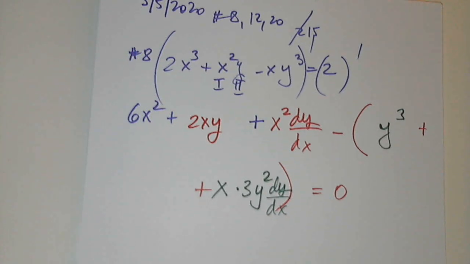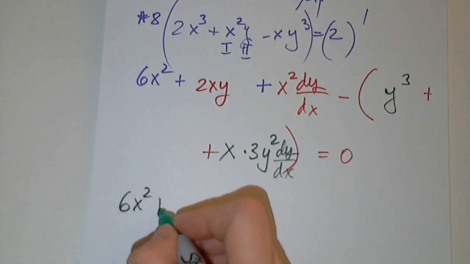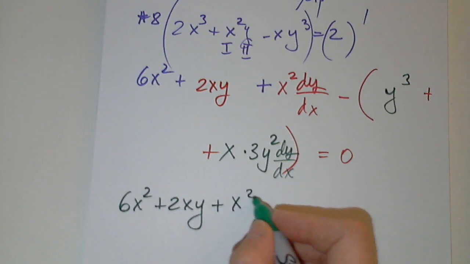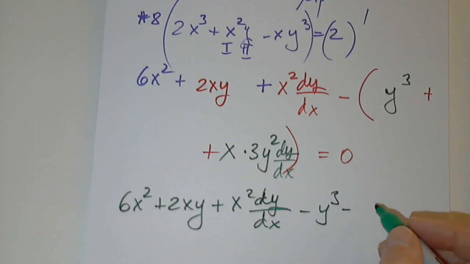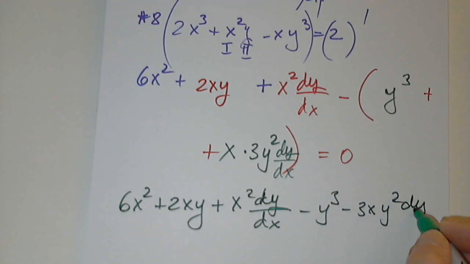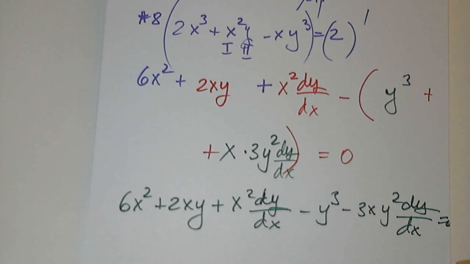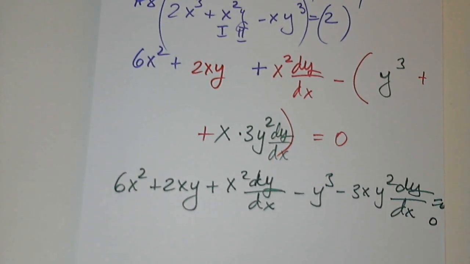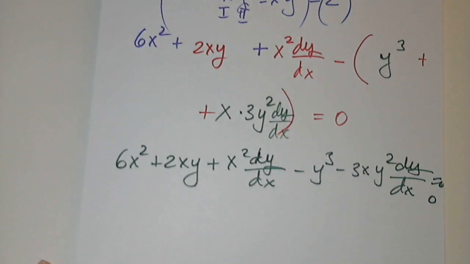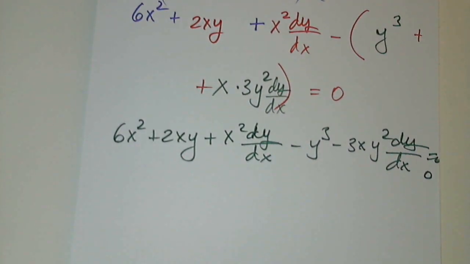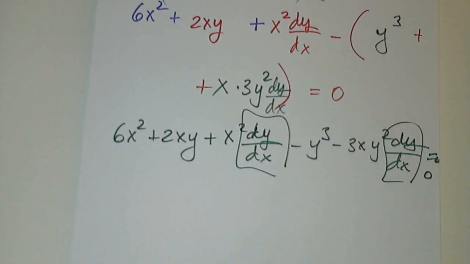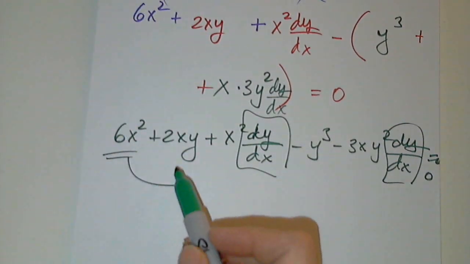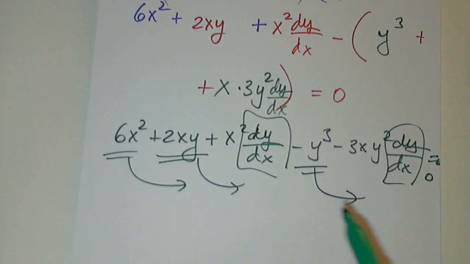Okay, good. So now let's clean it up a little bit. So this is 6x squared plus 2xy plus x squared dy over dx minus y cubed minus 3xy squared dy over dx equals 0. If you forget the right-hand side, you're not going to solve, right? You cannot forget the right-hand side. Now remember, this is what we are after. So these two terms should stay on the left. Everything else should go.